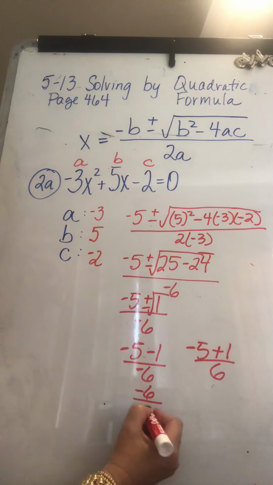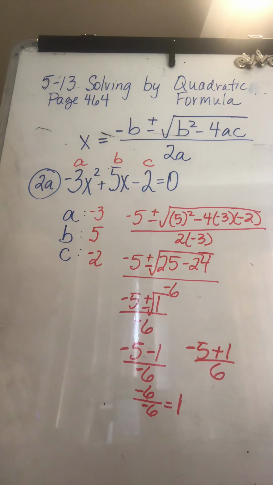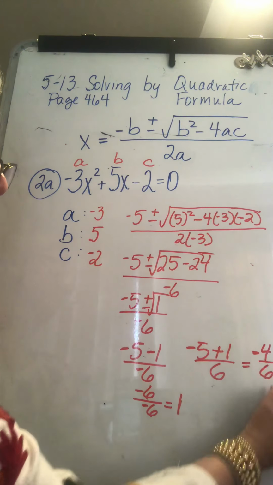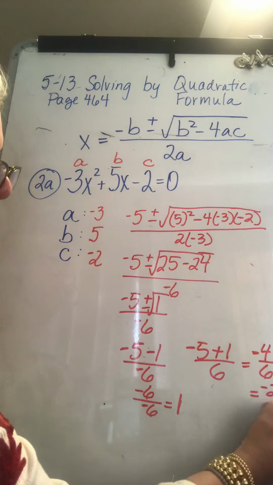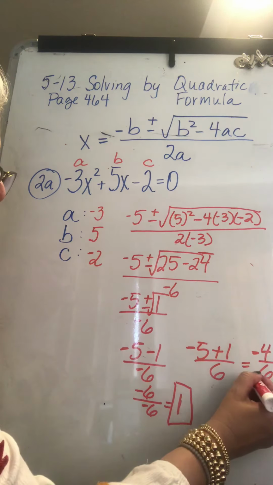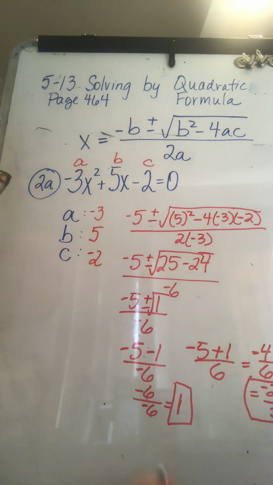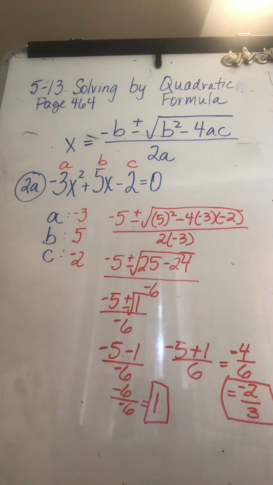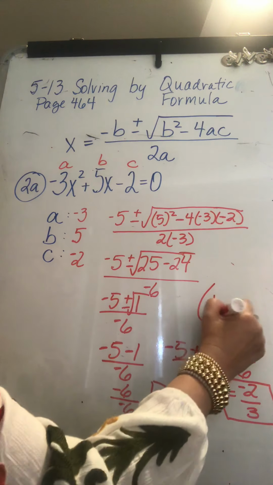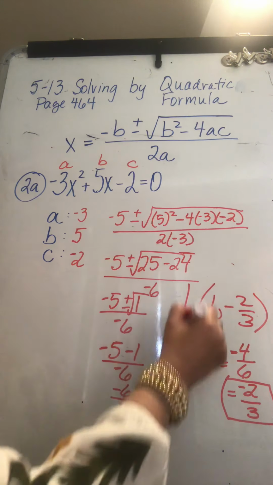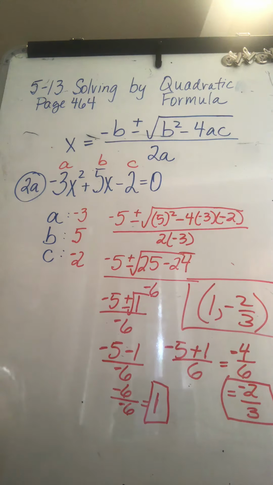So I have negative 6 over negative 6, which is 1. And then I have negative 4 sixths, which when you simplify it is negative 2 over 3. So this is my answer, and this is my answer. So my final answers are going to be 1 and negative 2/3. You have to reduce your fractions. Reducing is a must.